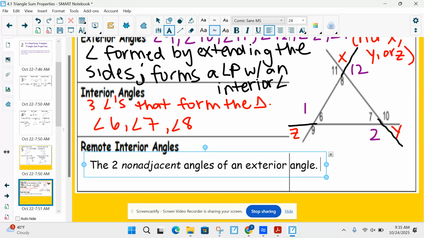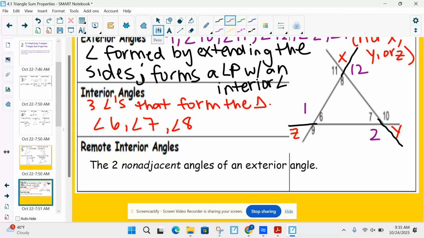Okay, so let's give an example starting with angle 9. What would angle 9's remote interior angles be? It has 2 of them. The non-adjacent angles of angle 9, but that are interior. It has to be an interior angle. Raylan? 8 and 7. Yes, angle 8 and 7.